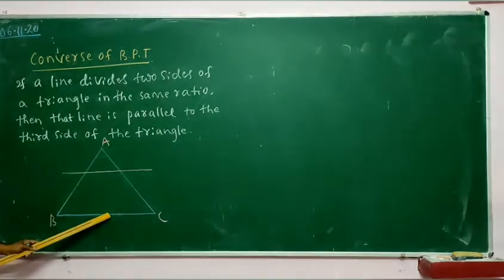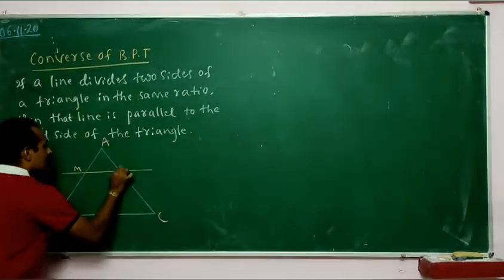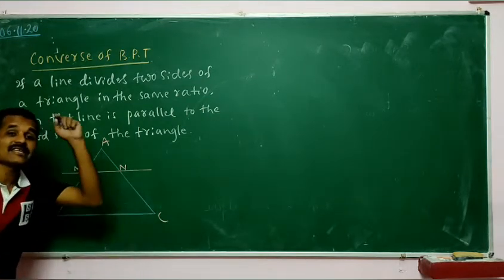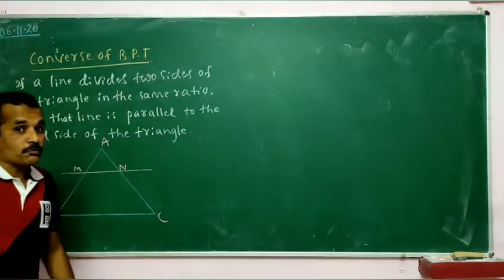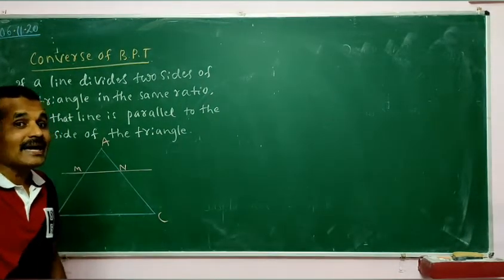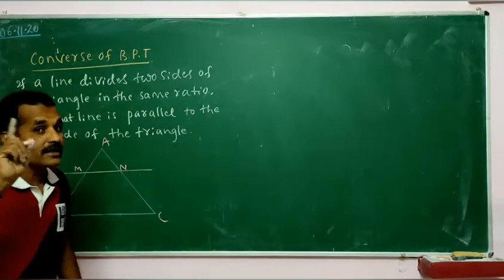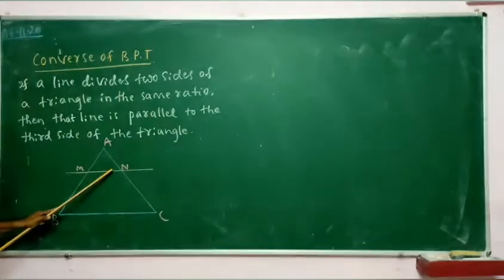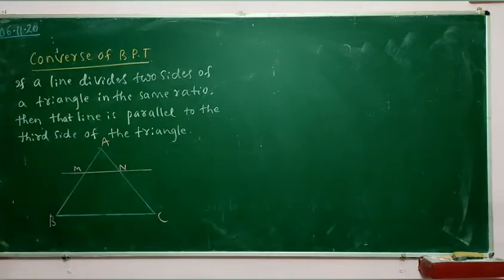ये पैरेलल नहीं है, it is not a parallel. It is a line. I call MN is a line which divides the two sides in the same ratio. लेकिन पहले जो बीपीटी हमने प्रूव किया था उसमें मैंने क्या लिया था? MN is parallel to BC लिया था, लेकिन अब मैं पैरेलल नहीं ले रहा हूँ. क्या ले रहा हूँ? MN एक लाइन है. MN is a line which divides the two sides in the same ratio.